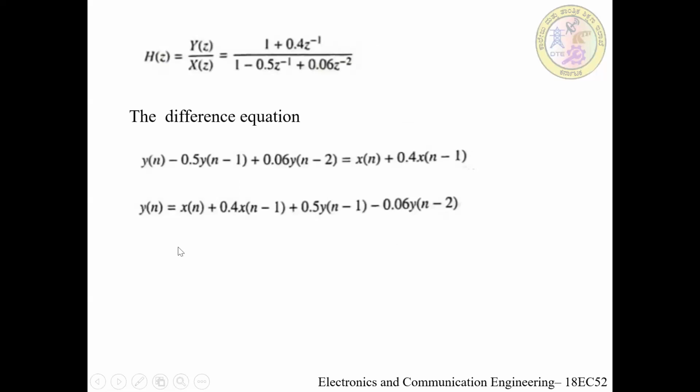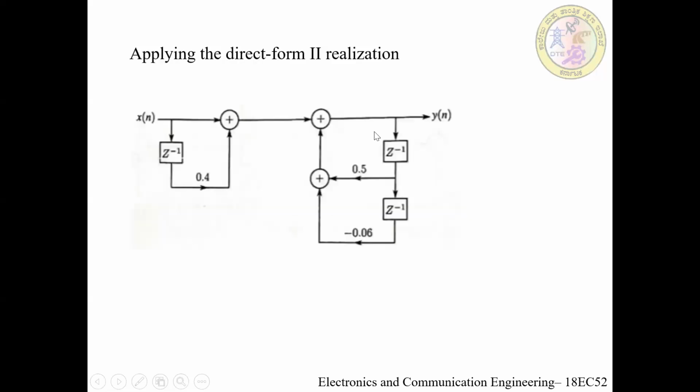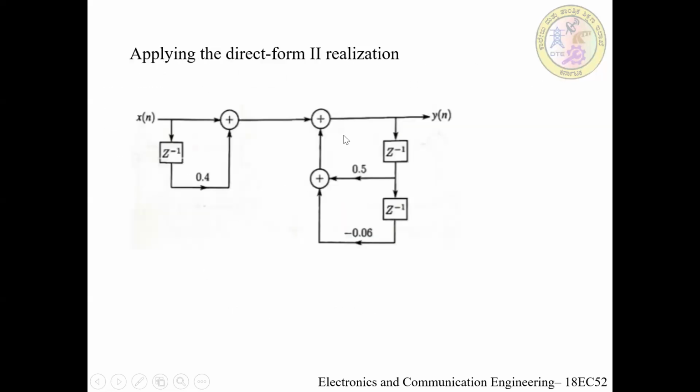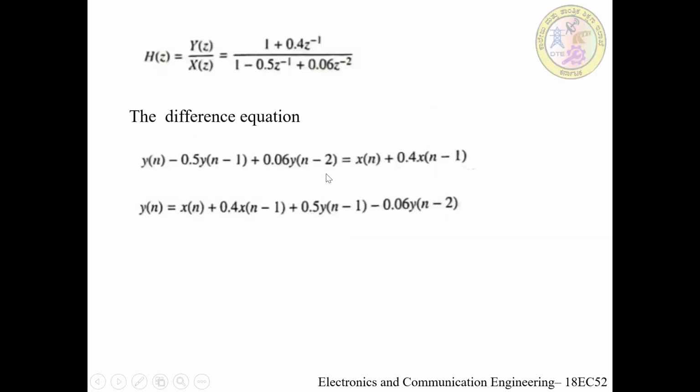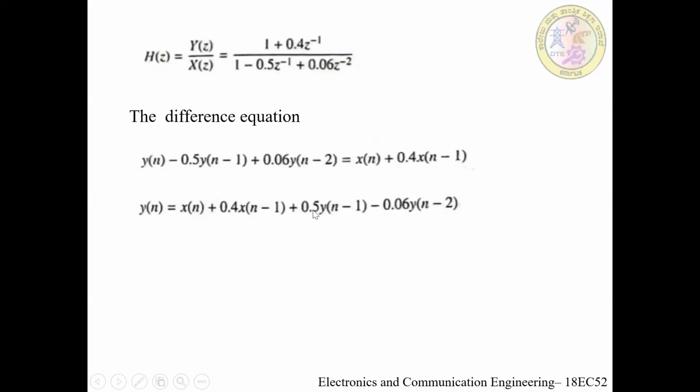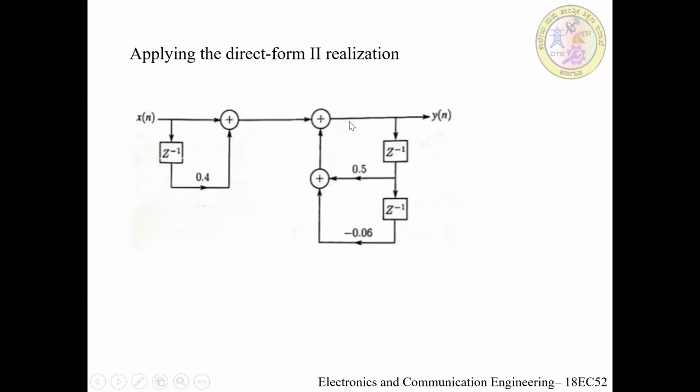So if we represent this, what we obtain here is y of n is equal to x of n plus 0.4 x of n minus 1 plus 0.5 into y of n minus 1 minus 0.06 into y of n minus 2. So this is about this example.